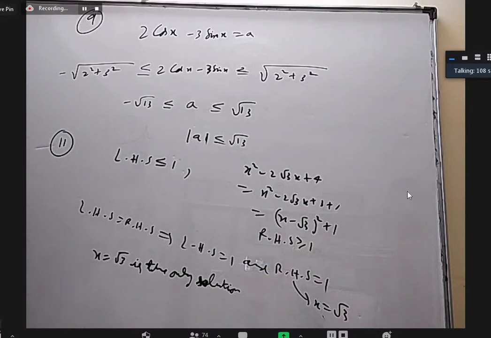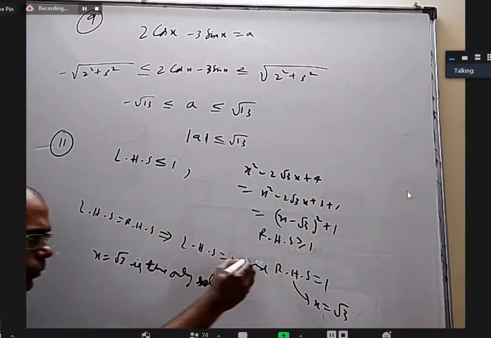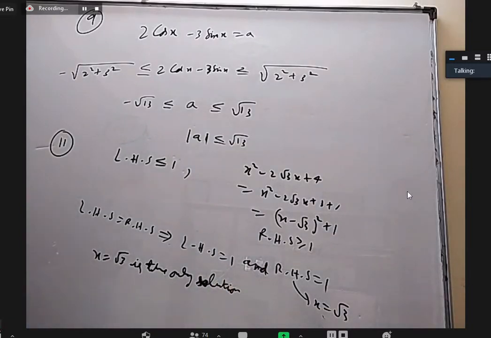Sir, last line, what did you write, sir? x equal to root 3 is the only solution. No, sir, about that LHS is equal to RHS. LHS equal to RHS implies LHS must be 1 and RHS must be 1. Is it okay for the 11th question? Yes, sir. Yes, sir.